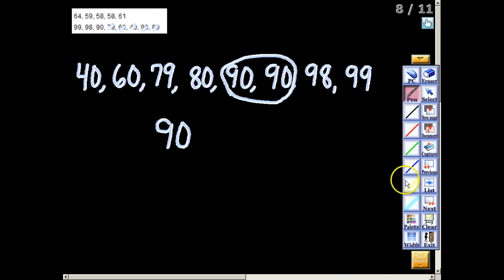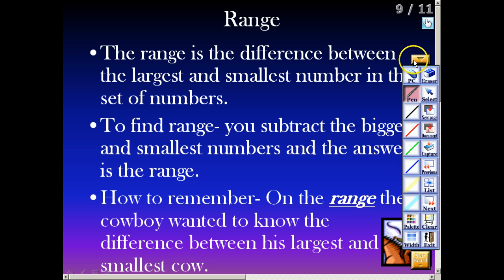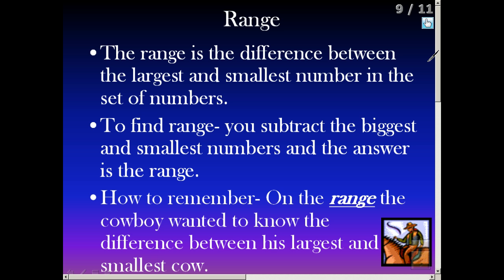Now we're going to look at the final term, which is range. And the range is the difference between the largest and smallest numbers in the set of numbers or in your data. In order to find the range, what you do is you subtract the biggest and smallest numbers, and the answer will be the range. Okay, subtract those two, and that is your range. How to remember this? On the range, the cowboy wanted to know the difference between his largest and smallest cow. So that's a way to remember the range.